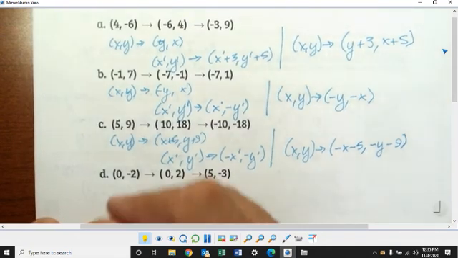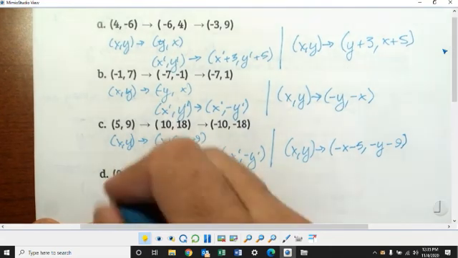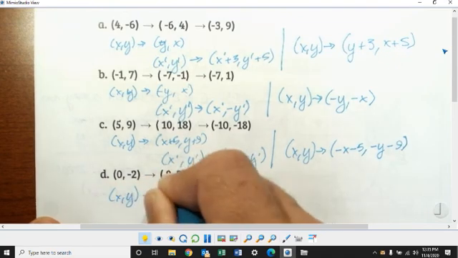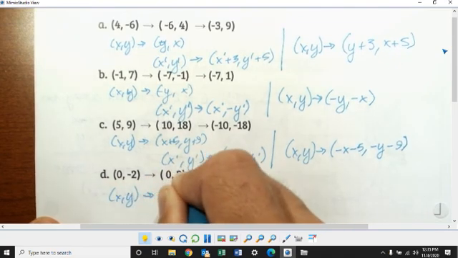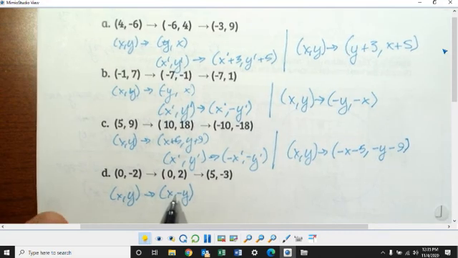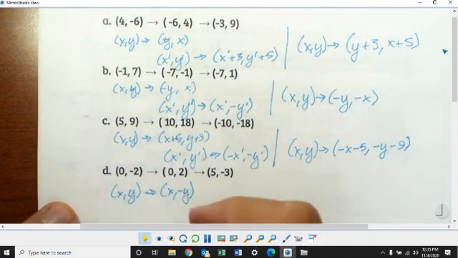Okay, last one. This could be any number of things because it's just a single point and one of the points is 0. But let's assume this is x, y. Let's assume I've got the same x and I've got negative y. All right. This could be negative x, negative y. This could be a translation of 4 units up. It could be either of those. So we don't really know.